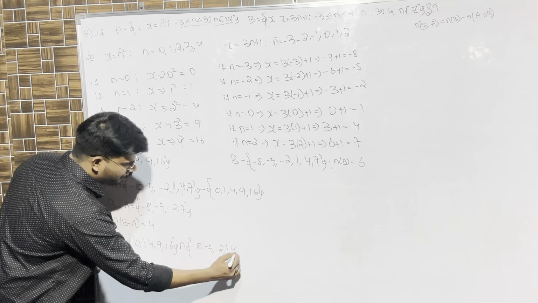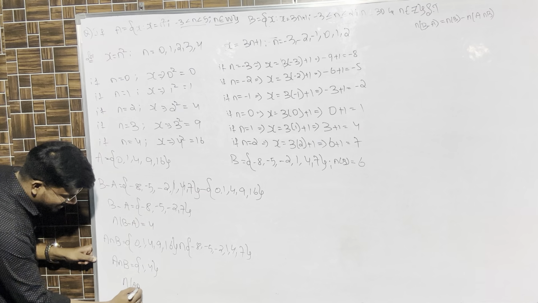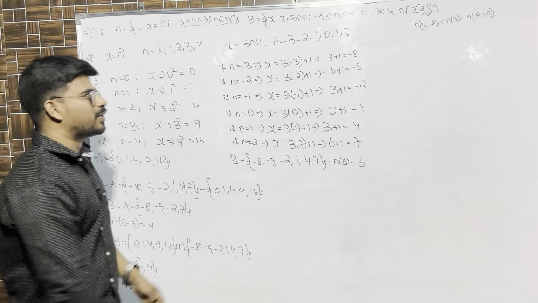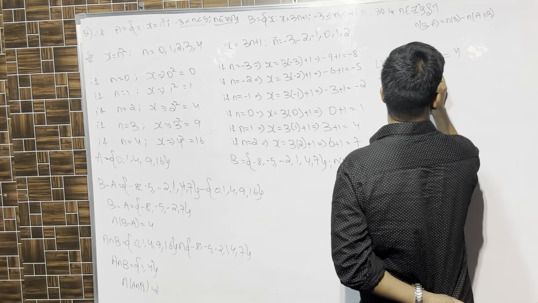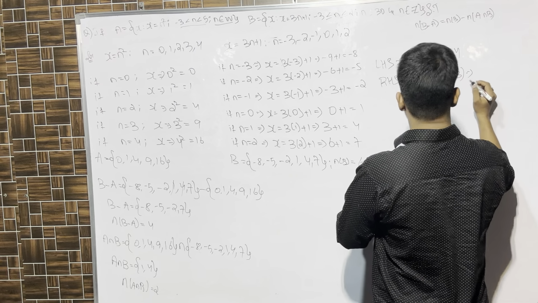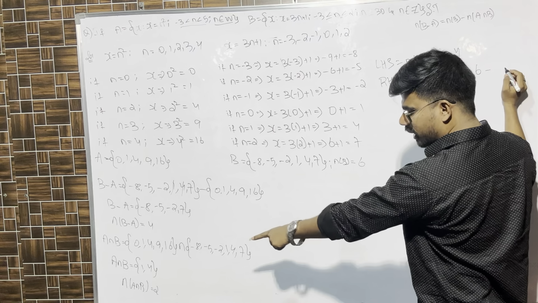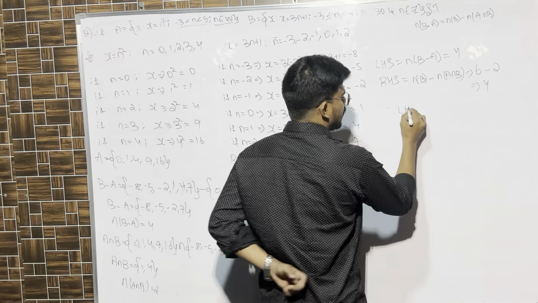A intersection B is 1, 4. 3 is not there. Number of terms in A intersection B. How many terms are there? 2 terms are there. Let us substitute here. LHS is number of terms in B minus A, which is 4. RHS: number of terms in B minus number of terms in A intersection B. How many terms are there in B? 6, minus number of terms in A intersection B, 2. 6 minus 2 is 4. LHS equal to RHS. Hence proved.